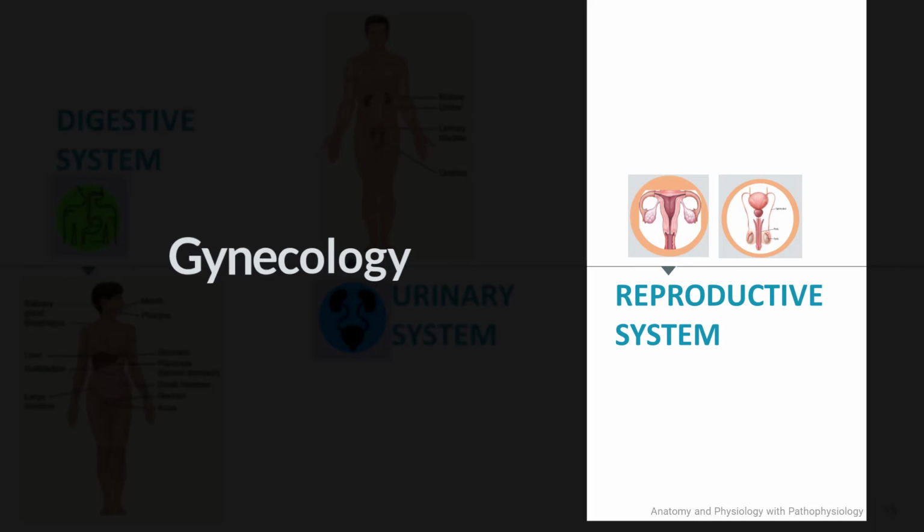Gynecology is the branch of medicine dealing with the study and treatment of disorders of the female reproductive system, while obstetrics is the specialized branch of medicine that deals with pregnancy, labor, and the period of time around 6 weeks after delivery. An OB/GYN is a physician who specializes in both gynecology and obstetrics.